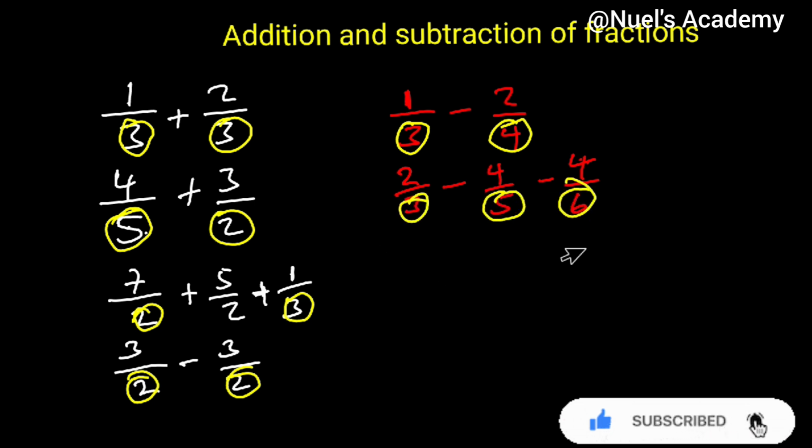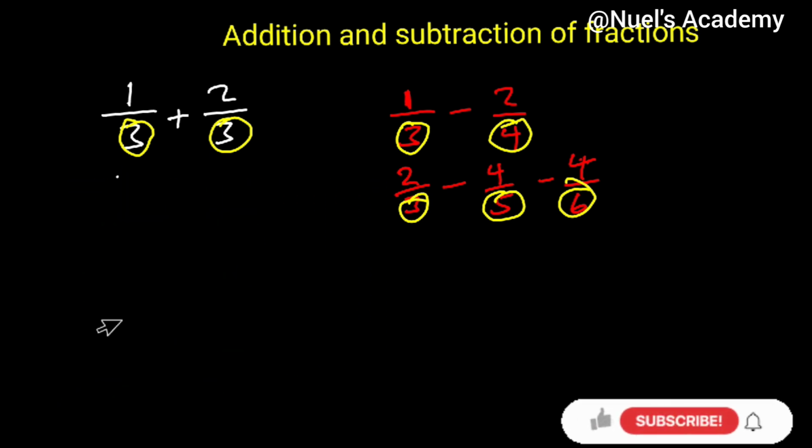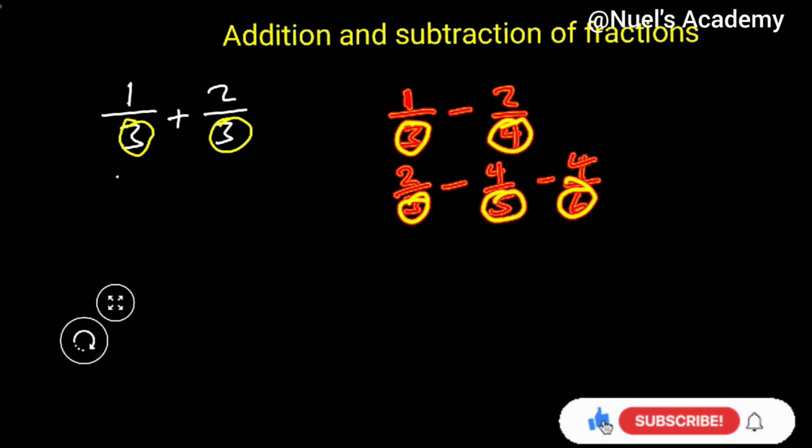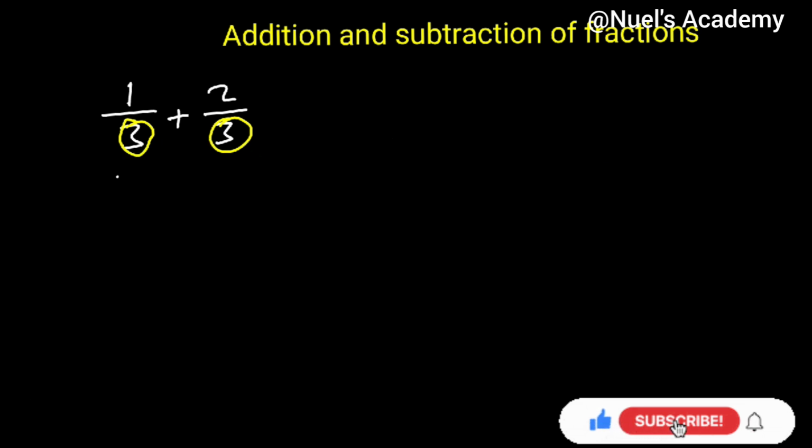Alright, let's start with addition of fractions with the same denominators. We are given 1 over 3 plus 2 over 3. We're going to pick one of the denominators. What this simply means is that we're going to find the LCM of 3 and 3, and the LCM of 3 and 3 is simply equal to 3. So we're going to pick one of the denominators and then add the numerators. So we have 1 plus 2. This is going to give us 3 over 3, which is equal to 1.